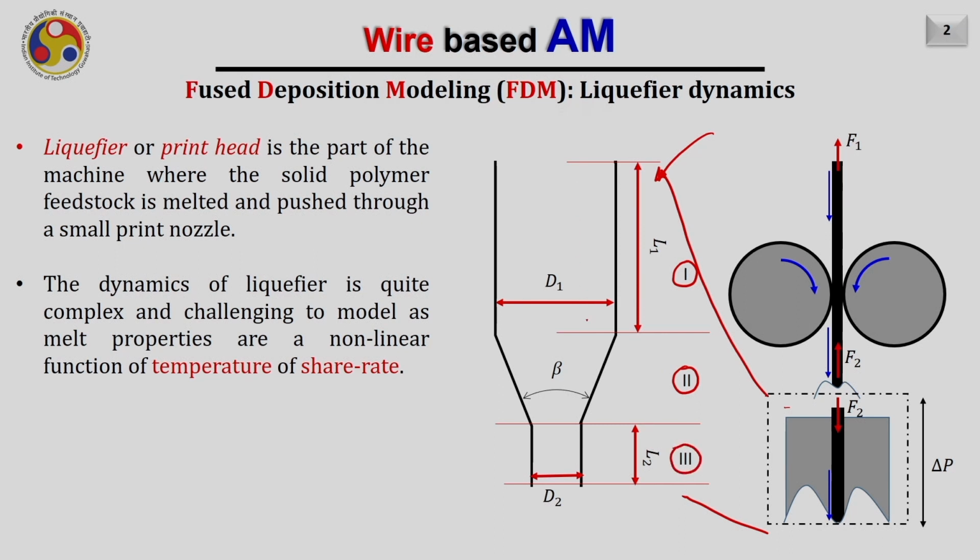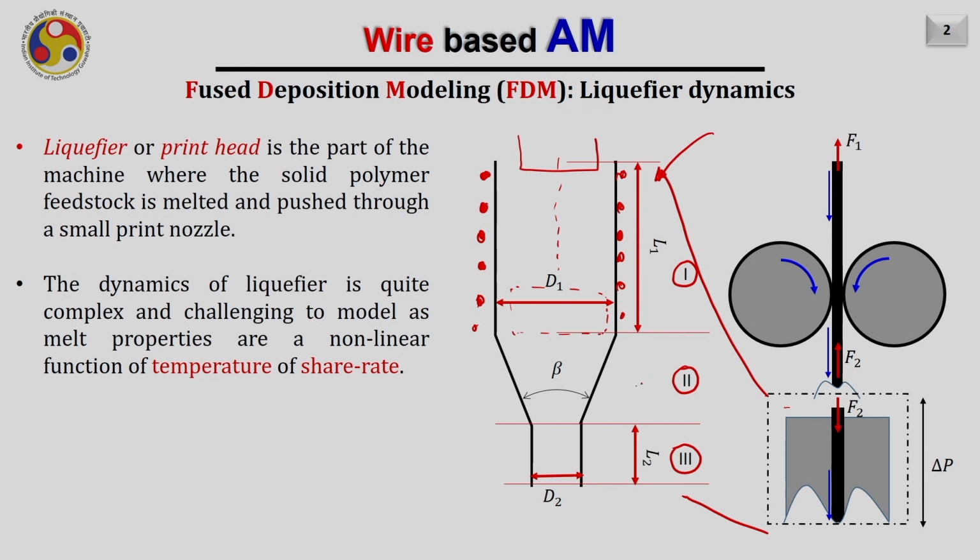Zone 1 is the initial region where there are heating coils. So assume that these are the heating coils. In this region, the wire gets melted. In the beginning, of course, the wire is in the solid state, and then when it goes downward, it gets melted. After some time, when the wire is almost melted at the end of region 1, the diameter of the wire starts to reduce.